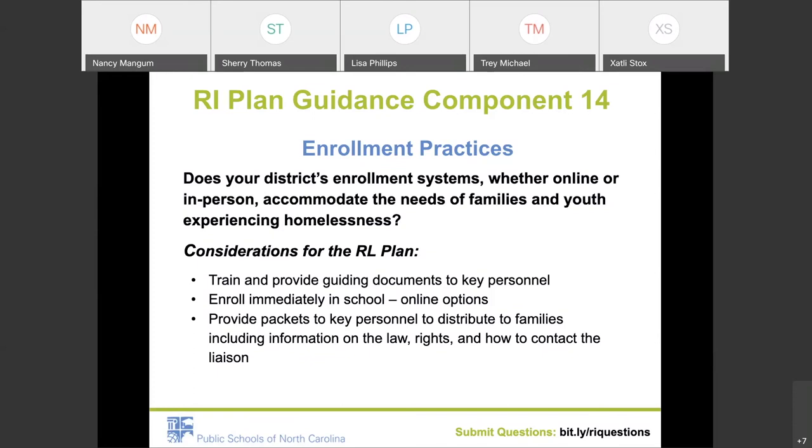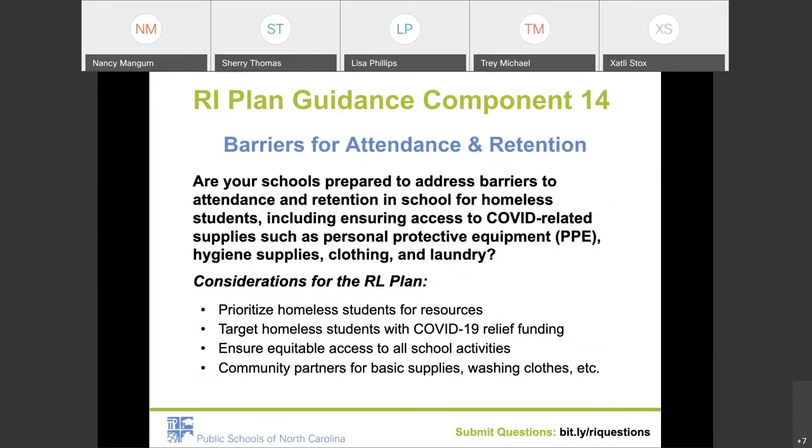The next slide, this section provides activities to remove barriers and retain students in school. Considerations for your plan need to prioritize students for resources, such as delivering or mailing supplies to students who lack transportation to pick them up. Expanding the amount and use of your funding to ensure it is adequate to address new barriers and increased numbers of homeless students, and making sure that students experiencing homelessness have equitable access to all school activities, whether online or in person.